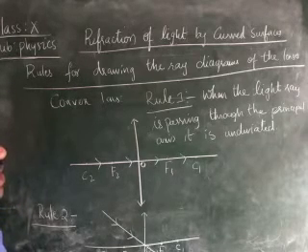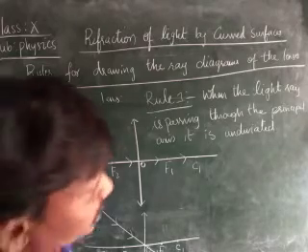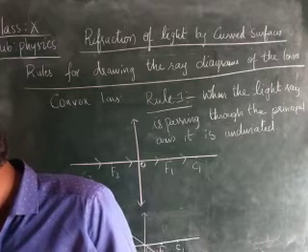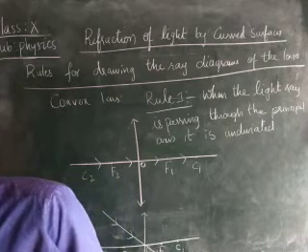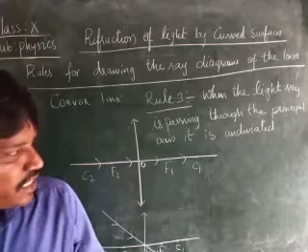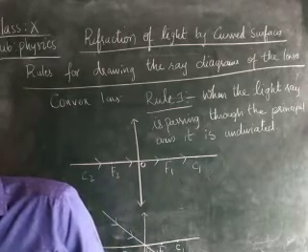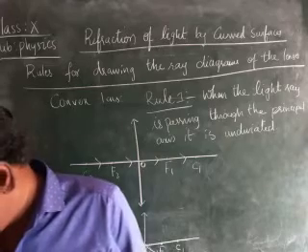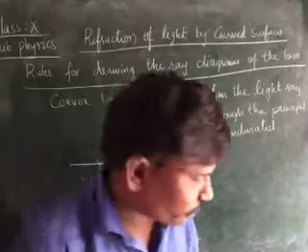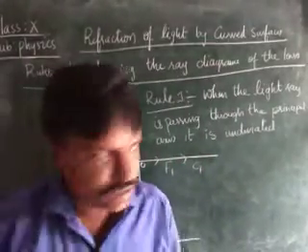The first rule is that when the light ray is passing through the principal axis, it is undeviated. When the light ray is passing through the optic center, it is undeviated. Okay, next, the third rule is that when the light ray is passing parallel to the principal axis.